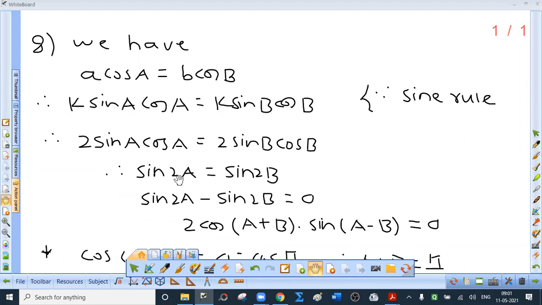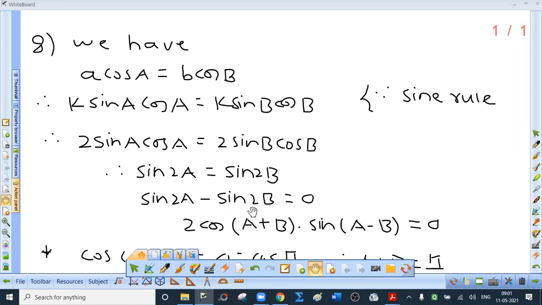Some students say that therefore 2A equal to 2B, A equal to B. So triangle is isosceles. But this proves only one part. We have to prove that triangle is right angled also. So actually at this stage only we can say there are two possibilities, 2A equal to 2B or 2A is what? 2A is nothing but pi minus 2B. Reason? Sine of 180 minus theta is sine theta, right? But I have used different method. I have brought this term to LHS.